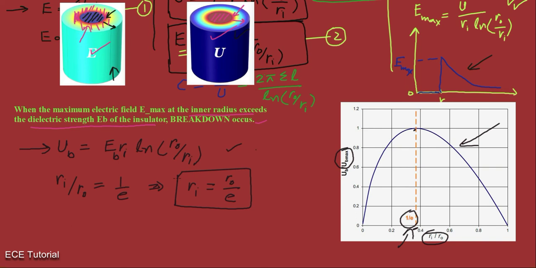So this expression will ensure that if we select the dimensions of the insulation by satisfying this relationship, our breakdown strength will not be exceeded, or the maximum electric field near the surface of the conductor will still be less than the breakdown strength of the insulation.